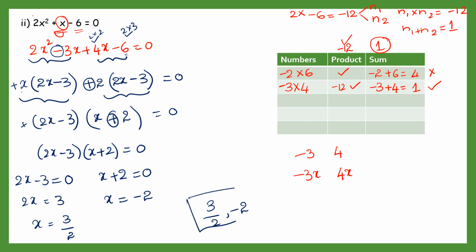This is the answer. That means roots means what? If you substitute the value 3 by 2 in the place of x, this equation will become 0. If you substitute the value minus 2 in the place of x, then also this equation 2x squared plus x minus 6 will be 0. Let's solve the next question.